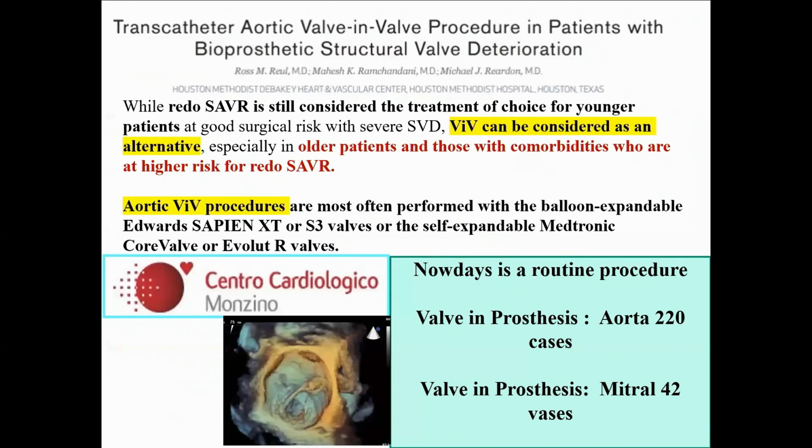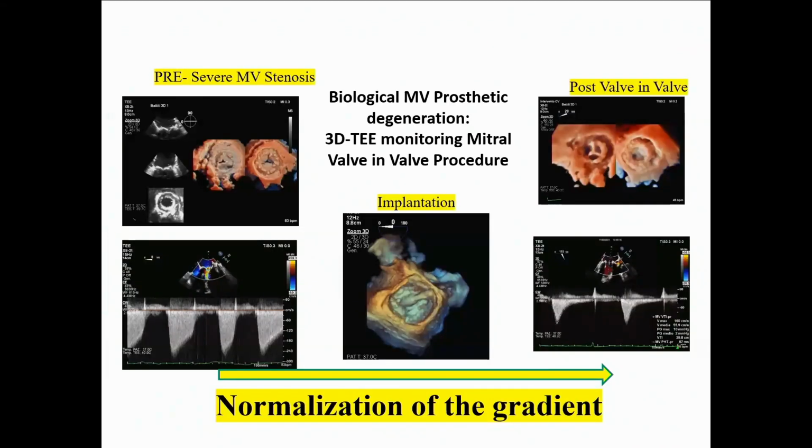We are trying to consider always the valve-in-valve as an alternative, particularly in older patients, and those with comorbidities who are at higher risk. We have a good experience, more than 200 cases for the valve in prosthesis in the aortic position, and approximately 40 in cases with the mitral position. And with this method, we may abolish the gradient.